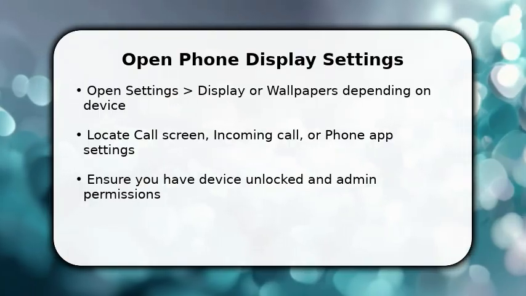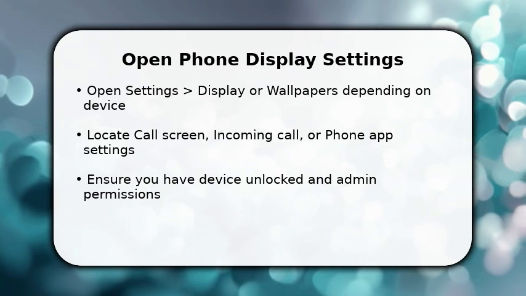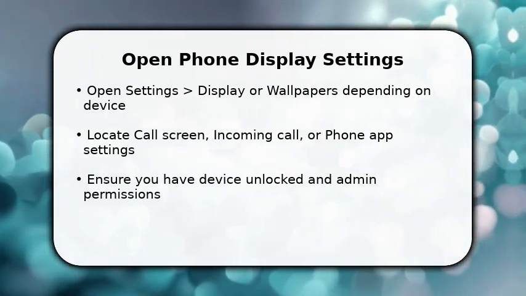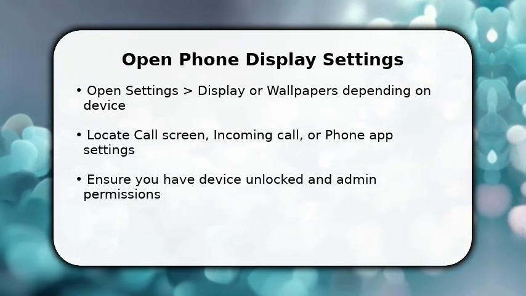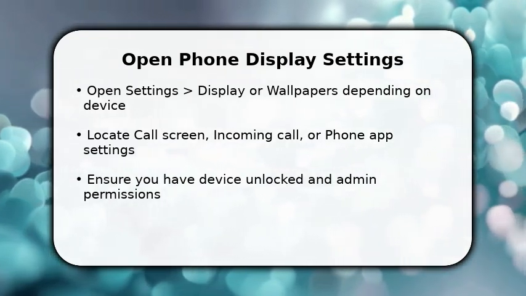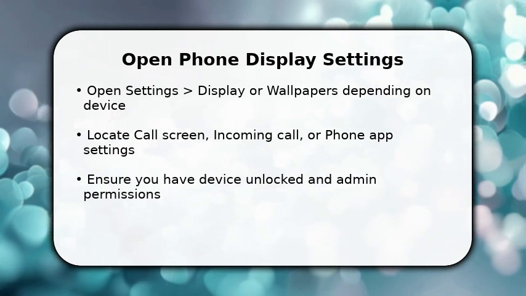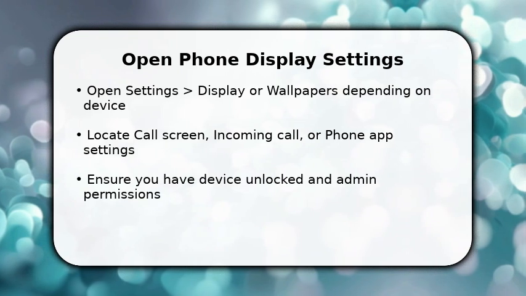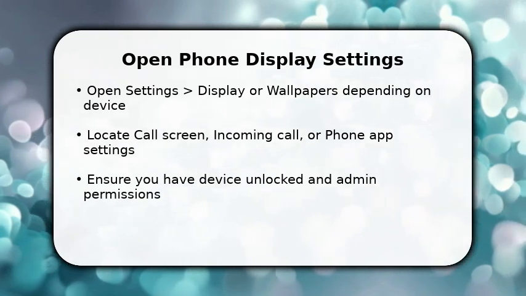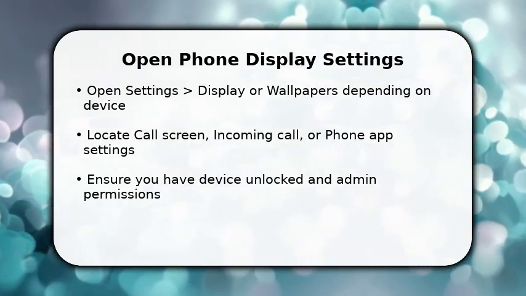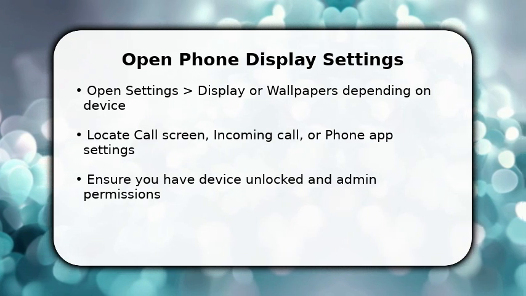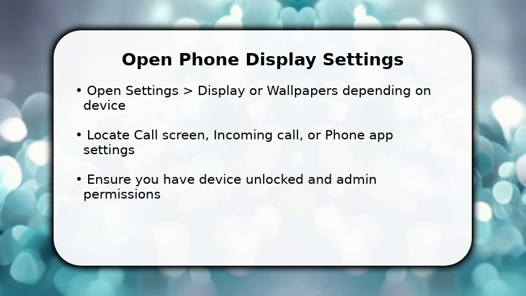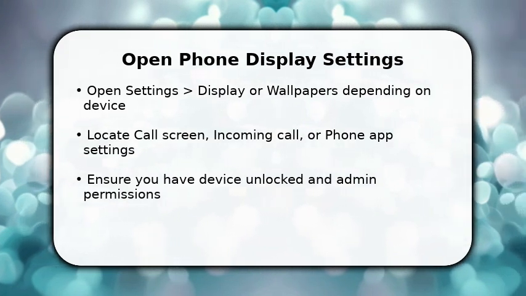You start by opening Settings and heading straight to Display or Wallpapers. Different manufacturers label it differently. Once there, find the call screen, incoming call, or phone app entry and tap it. You do this because the wallpaper control usually lives inside the phone or lock screen settings rather than the general wallpaper chooser. Make sure your device is unlocked and any required permissions are granted so you can change call visuals without being blocked by security prompts.